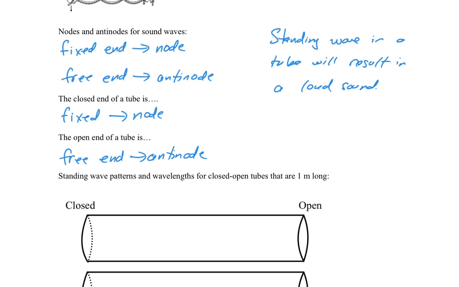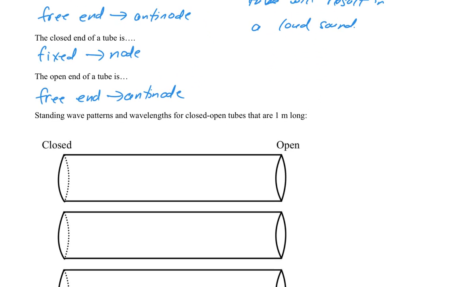So how do we draw these? Just like we did on our last page, here's my closed end and my open end. I'm going to draw the undisturbed medium, and I always draw that as a dashed line.